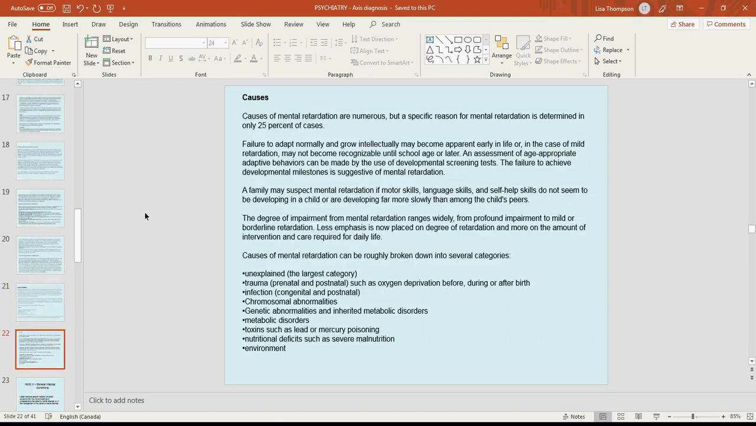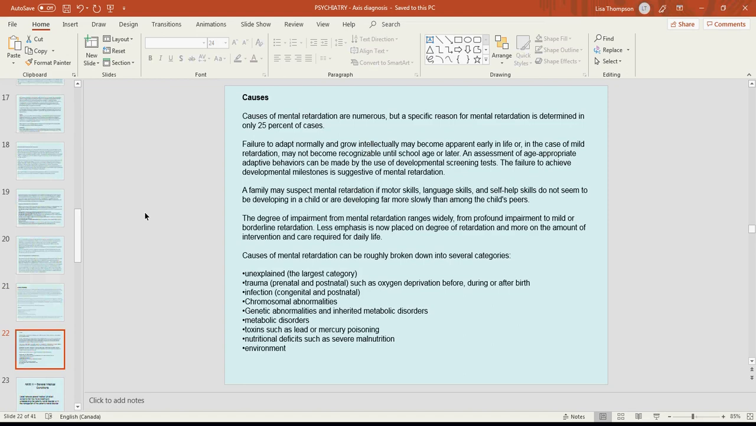The causes of mental retardation are numerous, but a specific reason for mental retardation is determined in only 25% of cases. Failure to adapt normally and grow intellectually may become apparent early in life or, in the case of mild retardation, may not become recognizable until school age or later. An assessment of age-appropriate adaptive behaviors can be made by the use of developmental screening tests. The failure to achieve developmental milestones is suggestive of mental retardation.